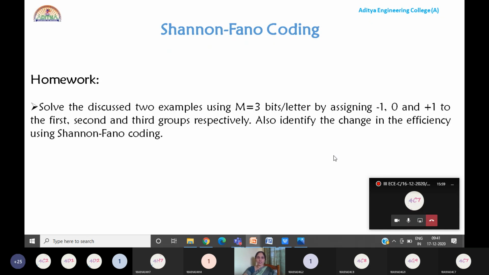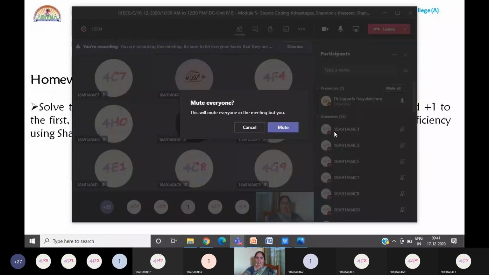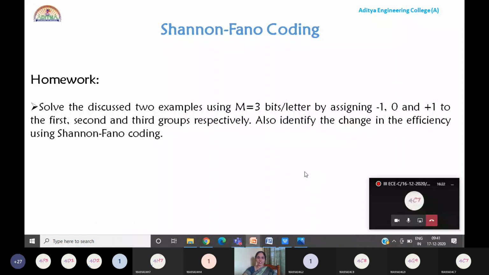I think at least a few of you have tried it. Did any one of you try it? Can any one of you tell me what happens to the efficiency of the Shannon-Fano encoding process if you increase the value of partitioning? Has anyone completed it or not? Anyhow, I will explain, because this is also an important example.